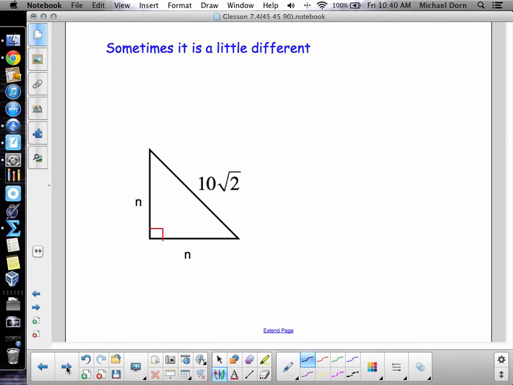Sometimes it's a little different. I give you the length of the hypotenuse. Hypotenuse is 10 root 2. Well, this one isn't going to be so hard to work backwards, because if this is 10 root 2, what must these sides be? 10. Yeah. That's not bad at all.